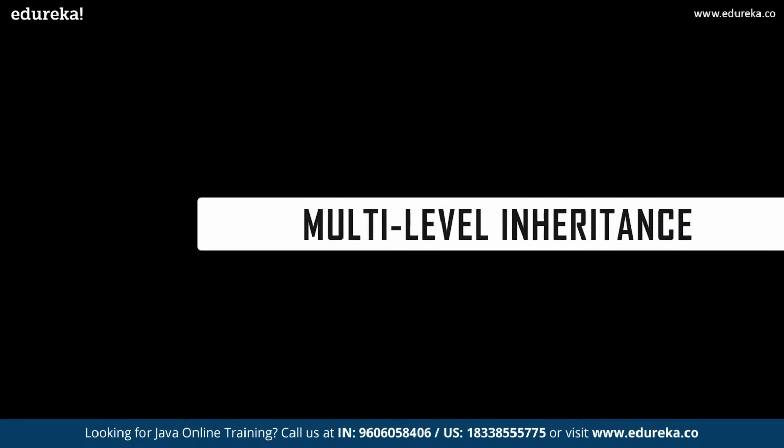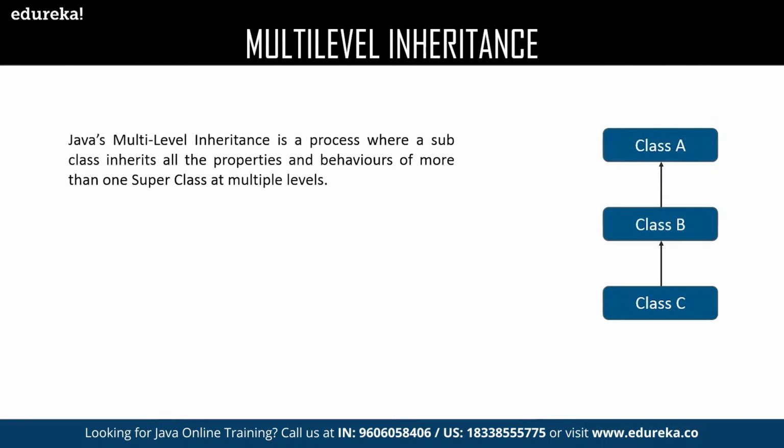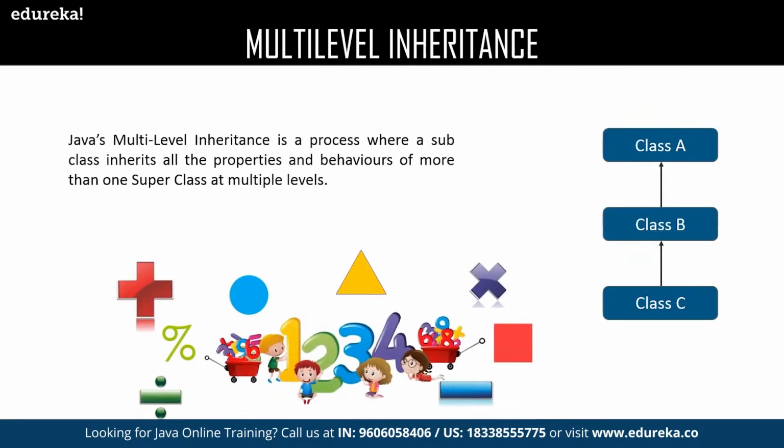Now let us move into the second one, which happens to be the multi-level inheritance. Multi-level inheritance is a process where multiple child classes inherit the properties from their preceding parent classes. To understand this in a better way, let us consider a simple example. As you can see in the picture, class A is the parent class and class B and class C happens to be the child class.